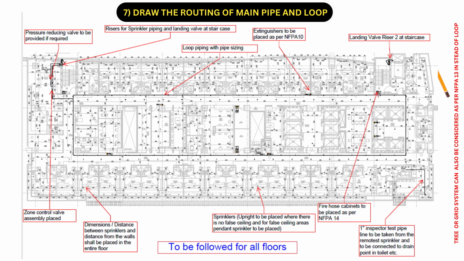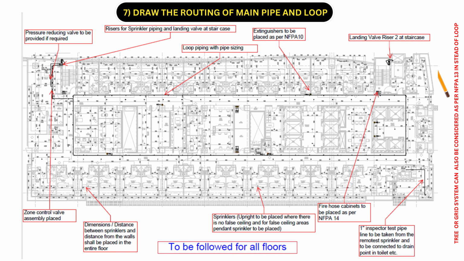hydraulic calculations. Apart from that, extinguishers have been placed as per NFPA 10 guidelines. Fire hose cabinets should be placed as per NFPA 14 requirements. 1 inch inspector test pipe on the right hand side at the bottom corner. We need to install ITC, inspector test connection, which has to be taken from the remotest sprinkler and to be connected to the drain point in the toilet.